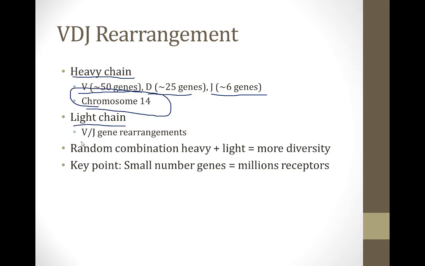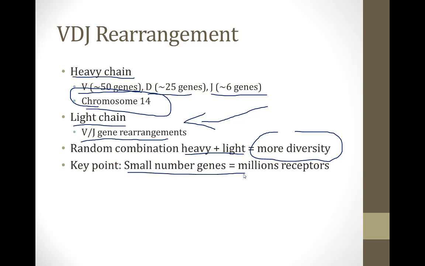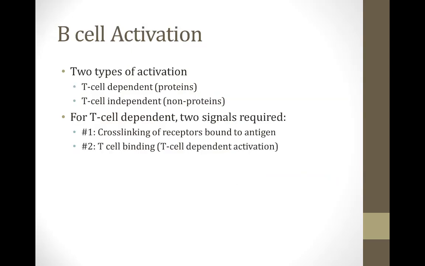It has V and J choices that it chooses from, and then random combinations of heavy and light chains add more diversity beyond just the process of which ones of these genes the B cell has chosen. The key point here is that you start with a very small number of genes, but you end up with millions of diverse receptors. And this is the way our body creates millions of unique B cell receptors from a small number of genes. There are two types of activation for B cells.